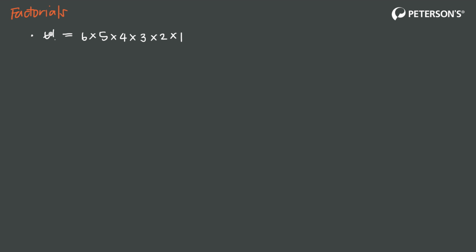So whenever you see a number and then factorial after it, it means multiply that number by all of the integers less than that number until you get down to 1. So this is 6 factorial, but 4 factorial would be 4 times 3 times 2 times 1. 10 factorial would be 10 times 9 times 8 times 7 times 6 times 5 times 4 times 3 times 2 times 1. So you get the idea.